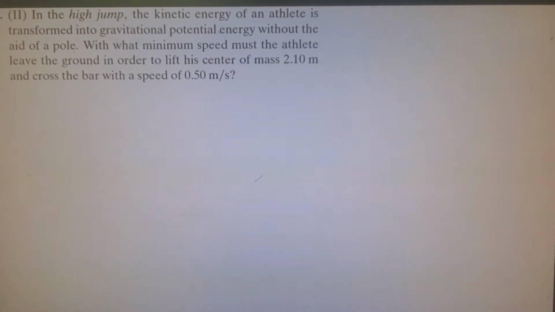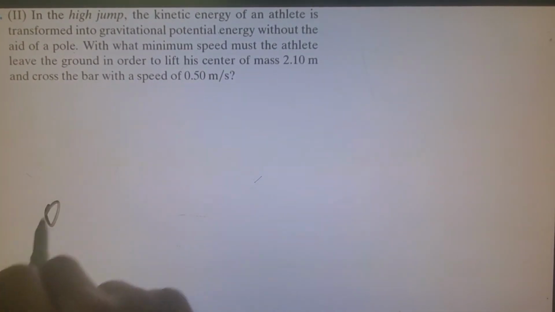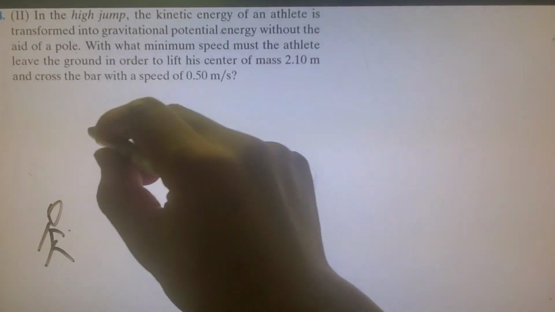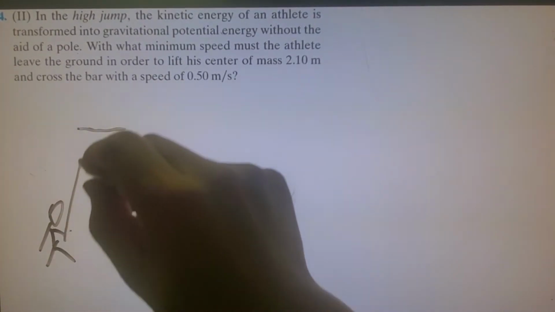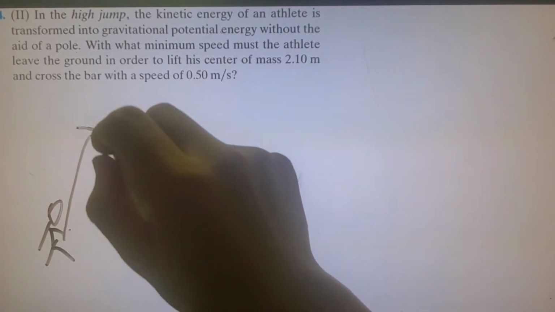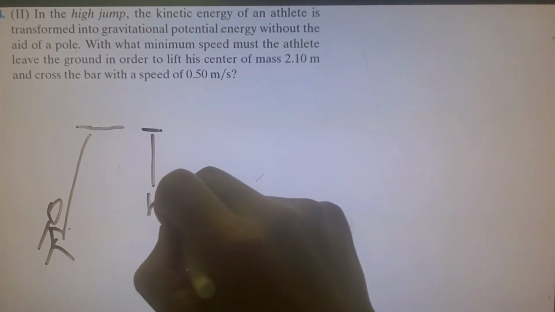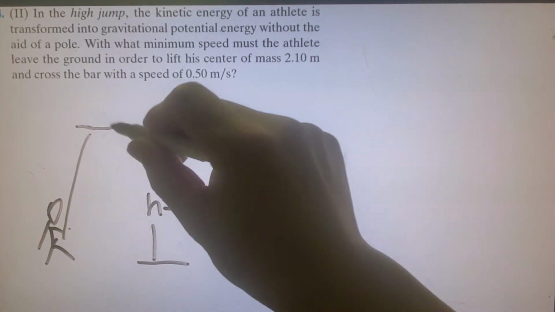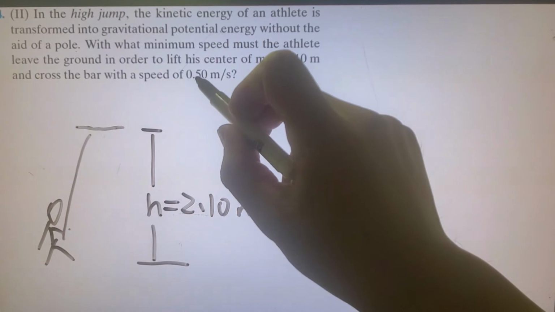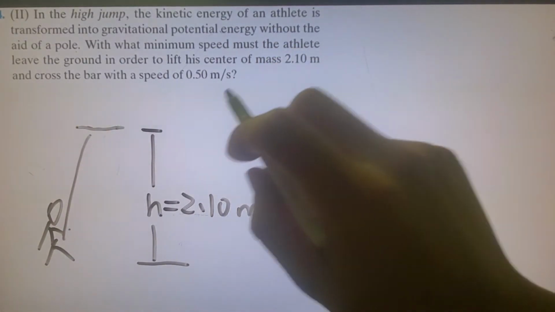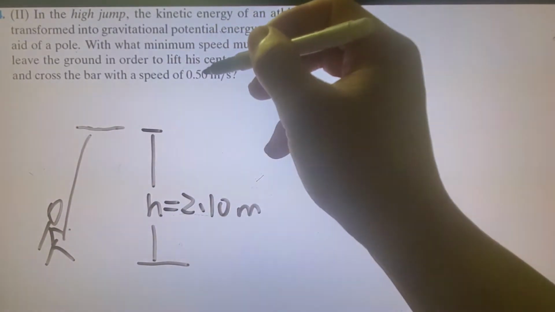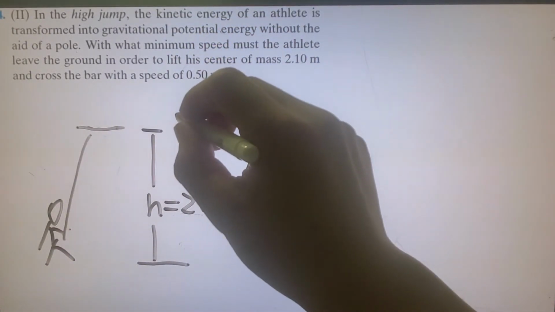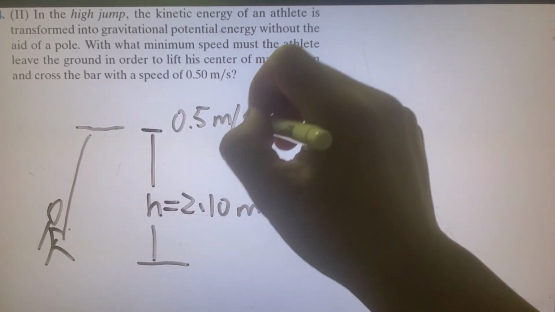Okay, so let's analyze it. This person wants to jump to a height of h equal to 2.1 meters. At the highest point, the speed should be 0.5 meters per second. It's not zero, so the question purposely asks for a speed of 0.5 meters per second at this point.